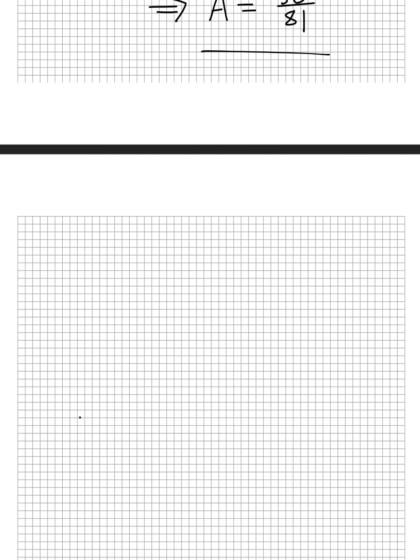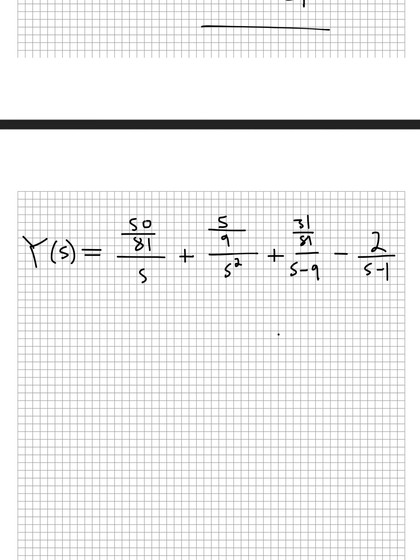Okay, so plugging in all those values, we end up with the following Laplace transform solution. We get 50 over 81, okay, divided by s, all right, plus 5/9 divided by s squared, okay, plus 31 over 81, all divided by s minus 9, minus 2 divided by s minus 1, okay?